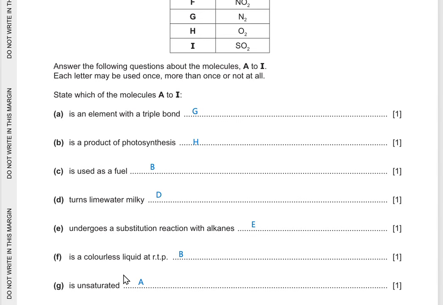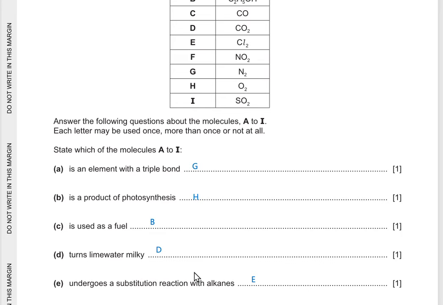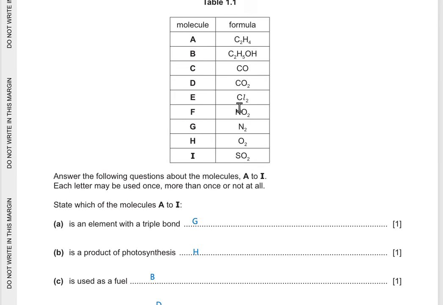D, CO2. Undergoes a substitution reaction with alkanes. This is a bit of a tricky one. We don't really know, but if you review properly the last chapters about alkanes, alkenes, polymers, you remember that there's a photochemical reaction, and that photochemical reaction includes chlorine with the alkanes. So we would choose chlorine here.